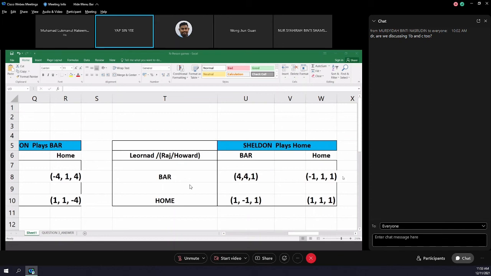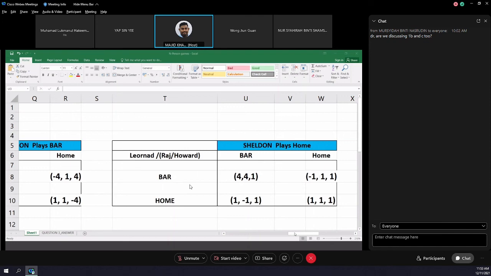Okay, good. Then for Raj and Howard, because they are staying at home, they will get 1. Okay, good. Easy, right? This is how you can convert that game into 2x2 without going straight away to 3x3 or 4x4 or 5x5 or 6x6.